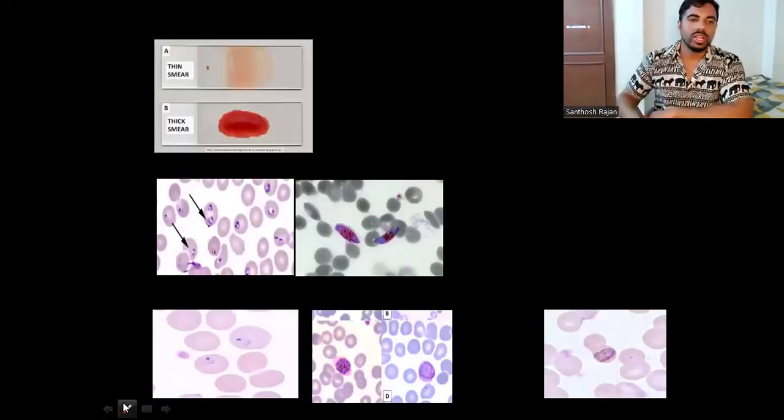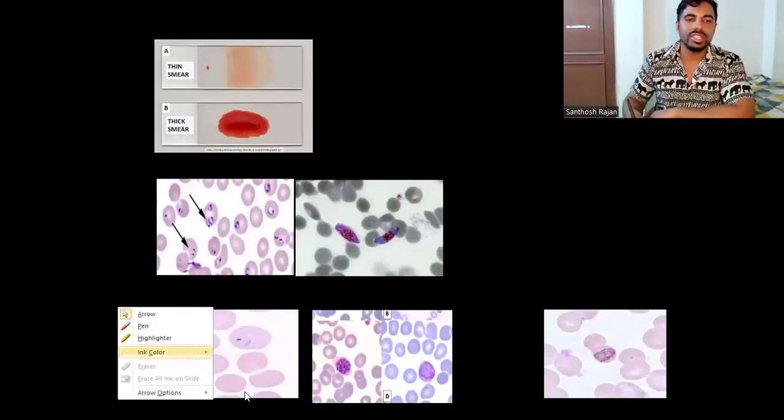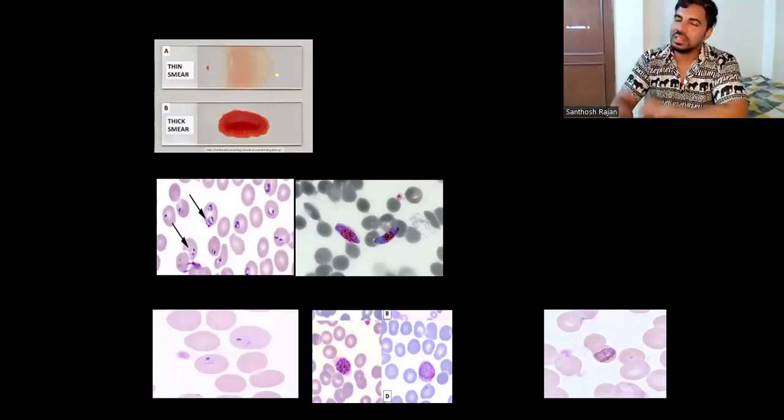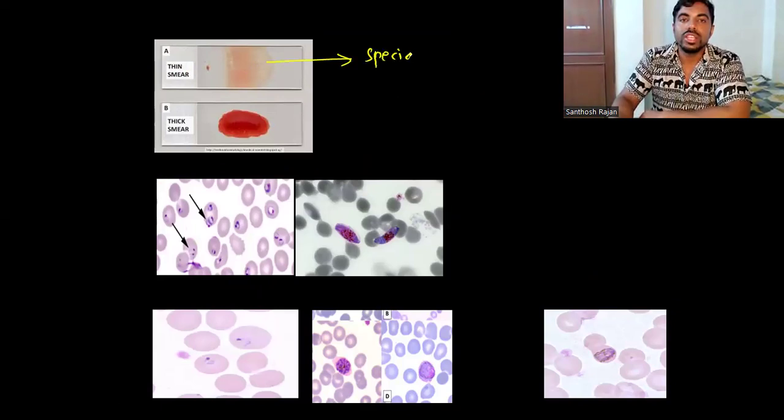Next, look at this one. So by looking at the smear, recent INI-CET, they've asked about thin and thick smear, what is the use, what are all those things. So these are two smears, thin smear and thick smear. In thin smear, what you do, you can speciate. You can speciate. We are here in malaria now.